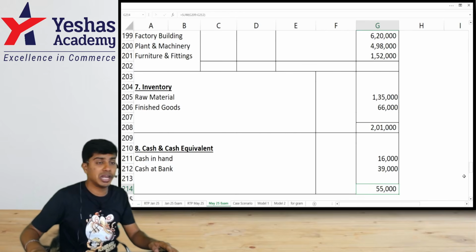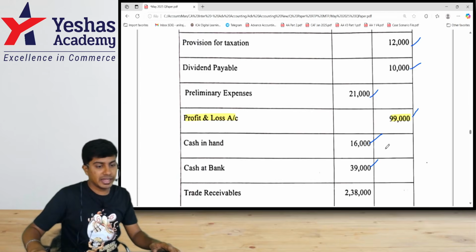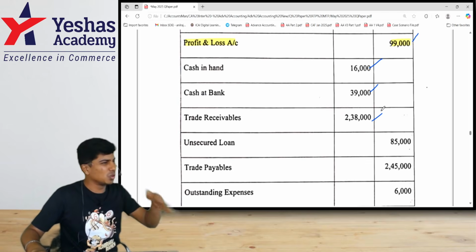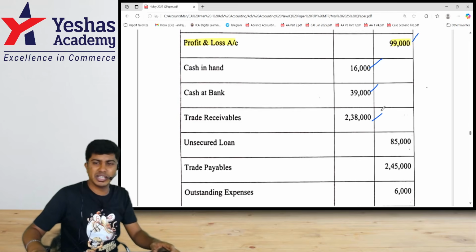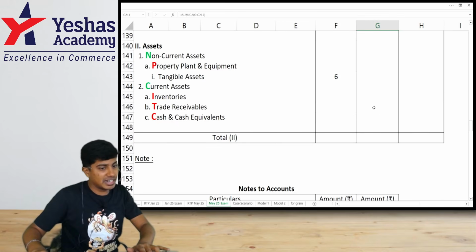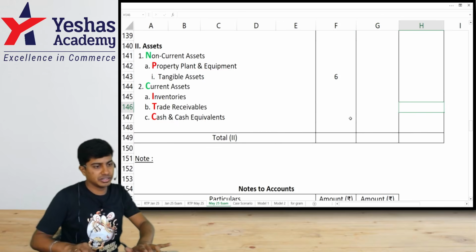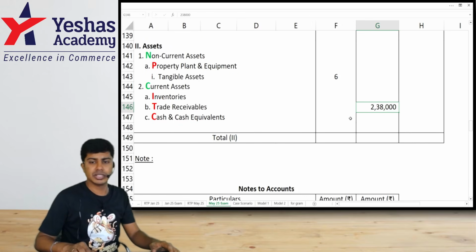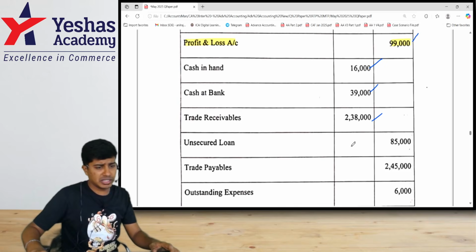When will we post items to the balance sheet? Later. Then trade receivables 238. Doesn't need an adjustment. Doesn't need a notes to accounts. Straight away shall I write this 238 in the balance sheet? In the balance sheet, on the asset side, under trade receivables, I'll write 238 straight. Trade receivables, 2,38,000 straight. Done?